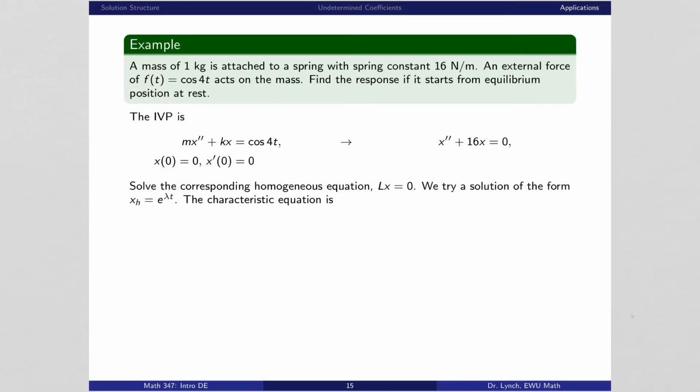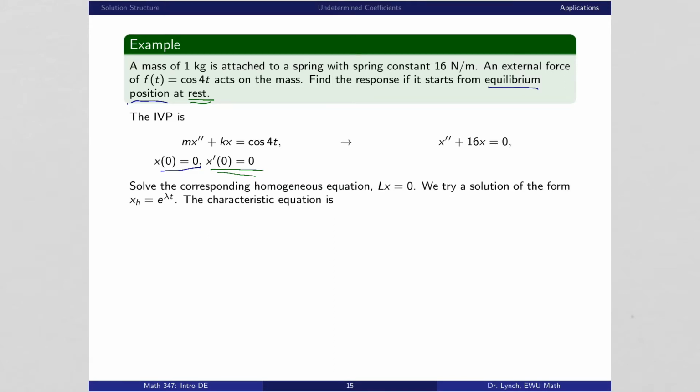Okay, have a look at a second example. Here's a second example, an undamped mass spring system. A mass of 1 kilogram is attached to a spring with spring constant 16 newtons per meter. An external force of cosine of 4t acts on the mass. So here we're going to find the response of the system if it starts from its equilibrium position at rest. So those are just 0 initial conditions on our unknown function. Equilibrium position means x of 0 is 0, and rest means x prime of 0 is 0.